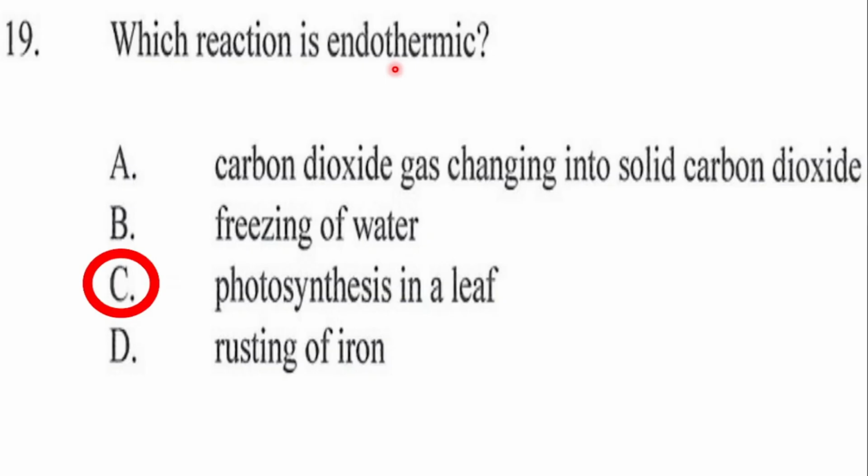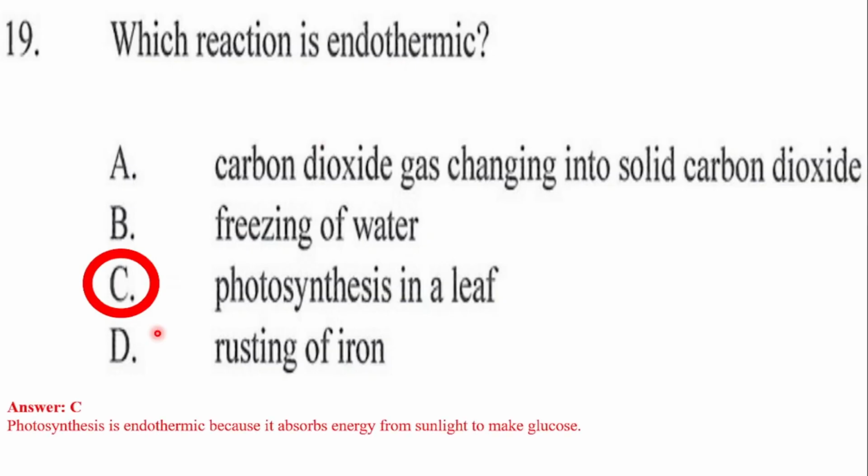The correct answer is definitely going to be C, photosynthesis in a leaf. Photosynthesis is endothermic because it absorbs energy from sunlight to make glucose. So photosynthesis is endothermic. That's the correct answer right there.